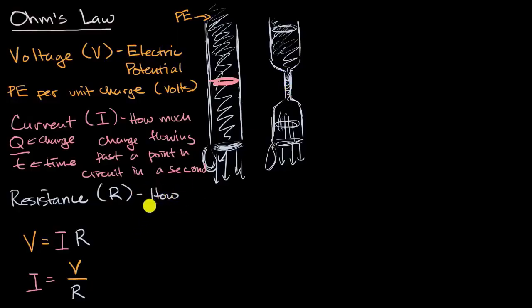How much is the flow of charge impeded? In other words, how much the flow of charge is impeded or restricted in a circuit. I'm noting that down too here alongside. And the unit here is the ohm, which is named after Georg Ohm, and is denoted with the Greek letter omega.